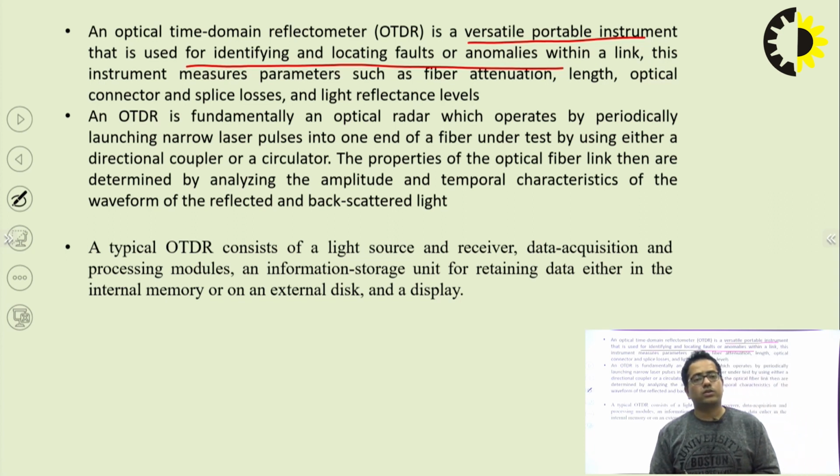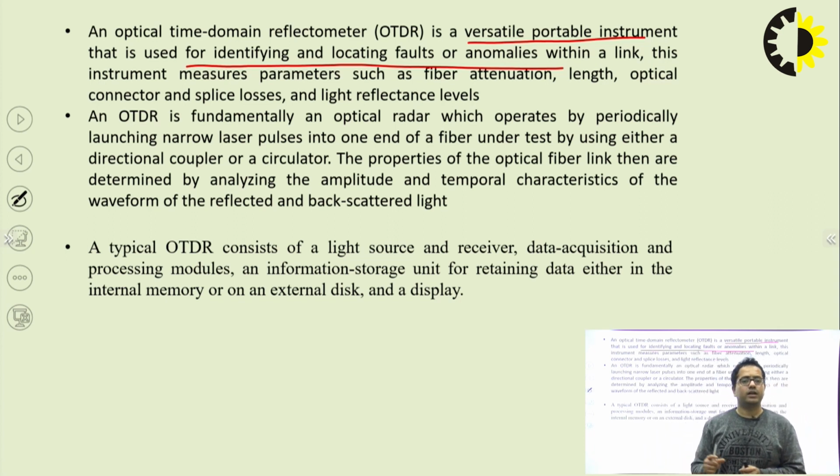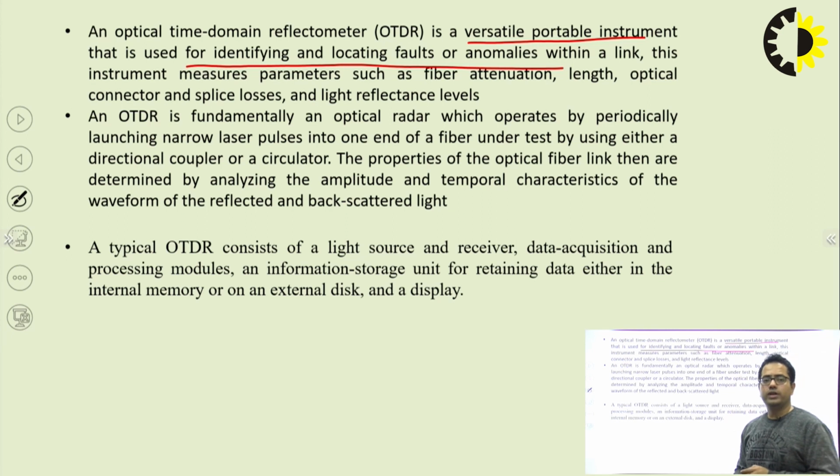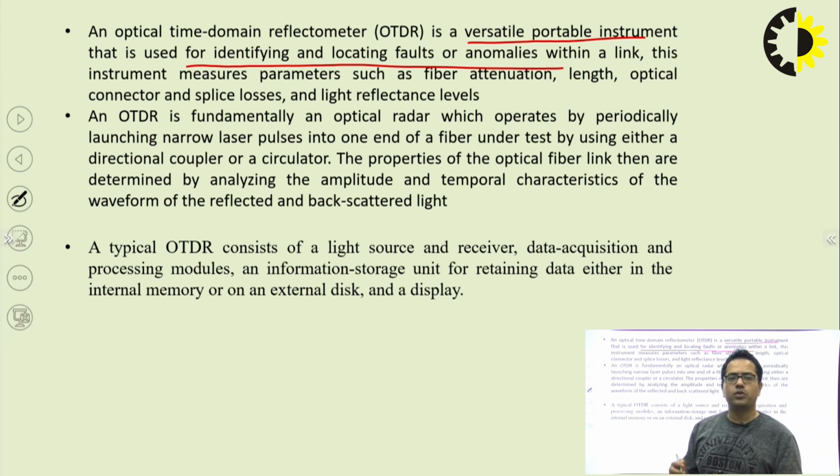So what is that loss? At what point is that loss occurring? At what distance from the transmitter side is that connector? One can easily find it with the optical time domain reflectometer. So it is used for locating the faults within a link.